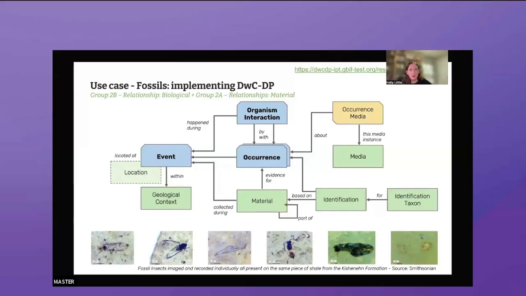In the images here, we see examples of fossil insects, each included in our test data as its own record. They're each evidence of a taxon at a time and place, so an occurrence. And they also all happen to exist on the same piece of shale. Therefore, having a material relationship and shared event, location, and geological context data.